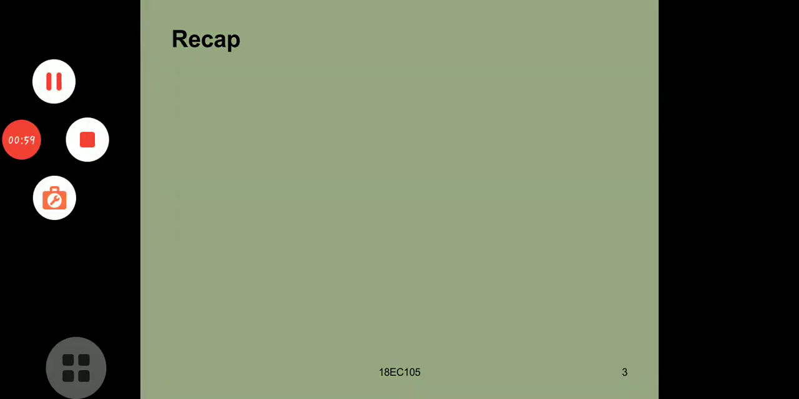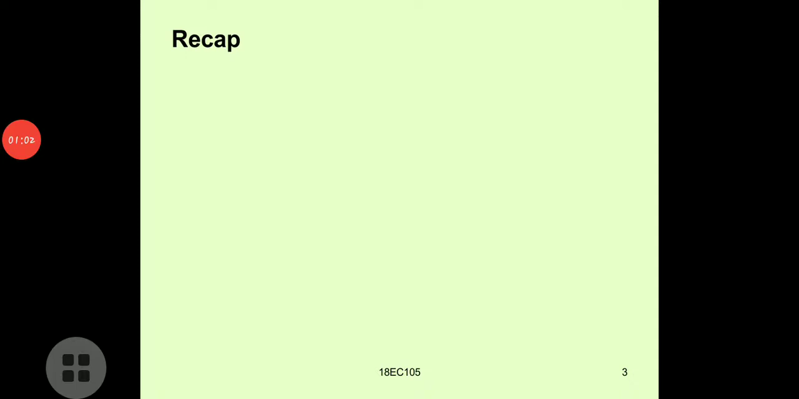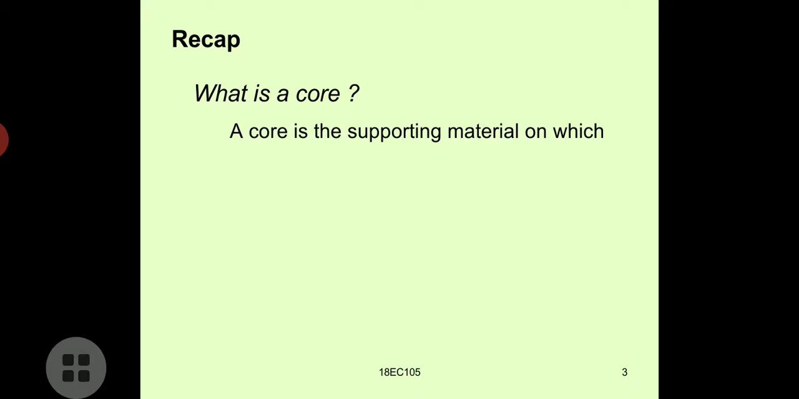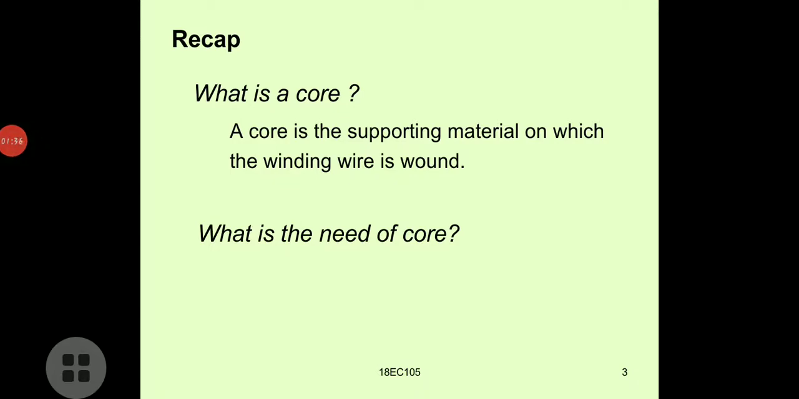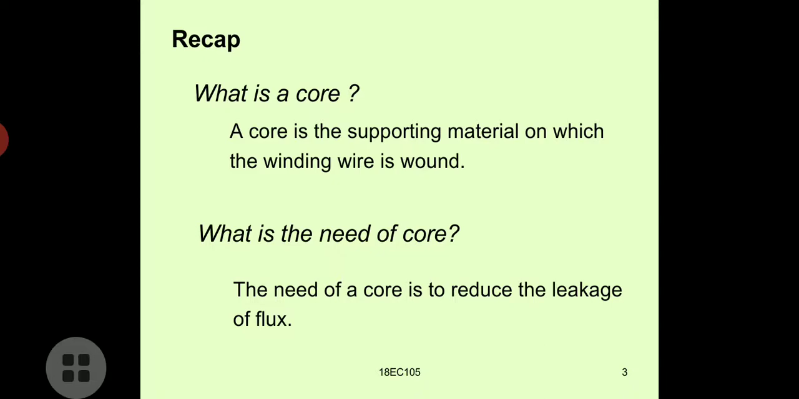Now let us recap the topics that we have discussed so far relevant for our discussion here. So what is a core? A core is a supporting material on which the winding wire is wound. Then what is the need of the core? The need of the core is to reduce the leakage flux that is there within the core when it is working.